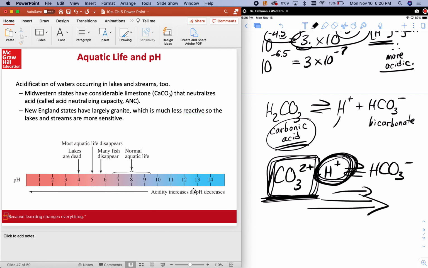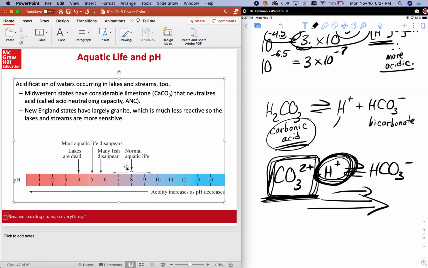All right, so as I mentioned, it's not just devoted to oceans, but also lakes and streams. Here in the Midwest, we have a lot of limestone, and that's actually a good thing, because it neutralizes the acid, and we call that acid neutralizing capacity. So in the Midwest, our lakes are generally not so acidic, but in New England states, for instance, or Maine in particular, they have large granite compositions, and that's much less reactive, and so the lakes and streams are more sensitive. It doesn't take that much, really.